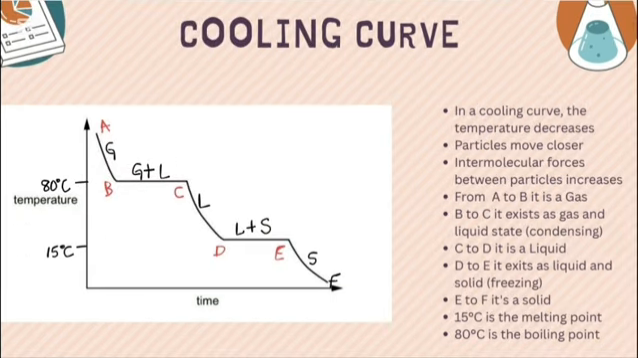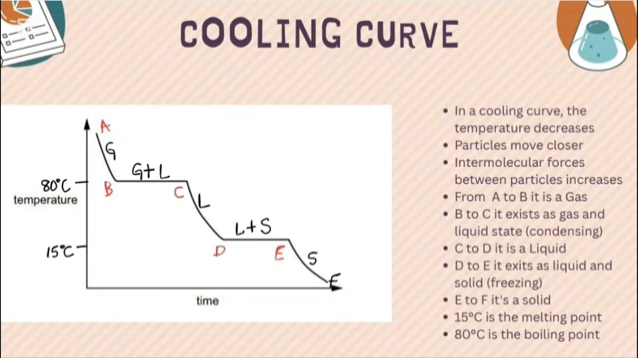Cooling curve. In a cooling curve, the temperature decreases. Particles move closer. Intermolecular forces between particles increase. From A to B, it is a gas. B to C, it exists as gas and liquid state, condensing. C to D, it is a liquid. D to E, it exists as liquid and solid, freezing. E to F, it's a solid.